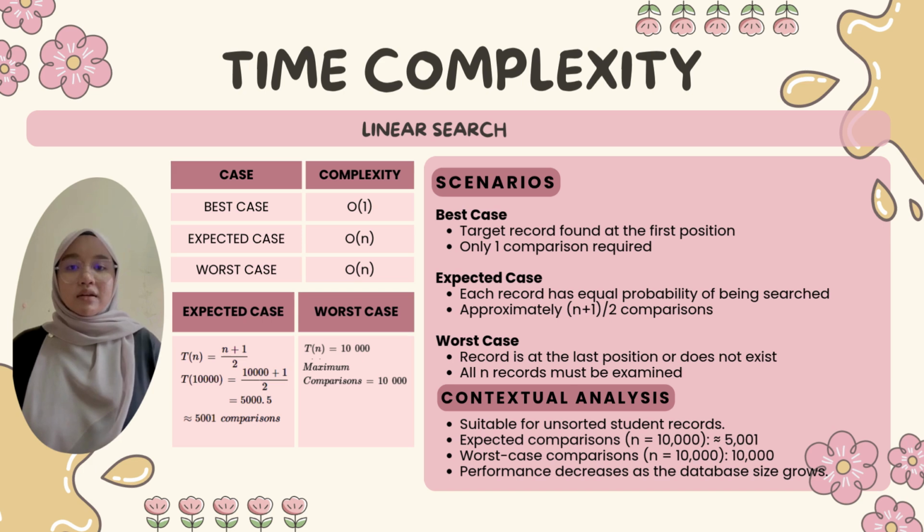For 10,000 records, that means we expect about 5,001 comparisons. In the worst case, where the record is at the very end or missing entirely, we have to examine all n records. For our database, that's a full 10,000 comparisons, meaning performance drops significantly as our data grows.